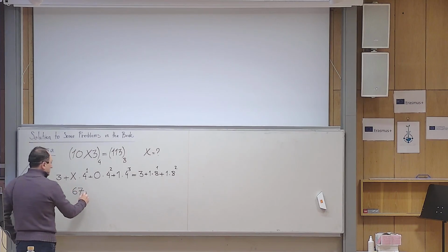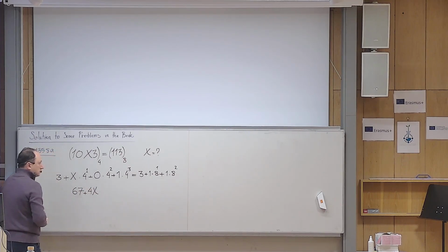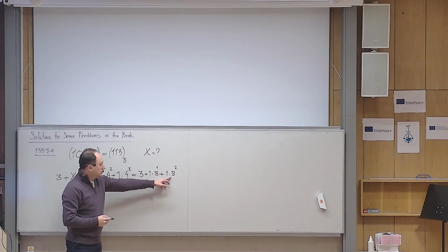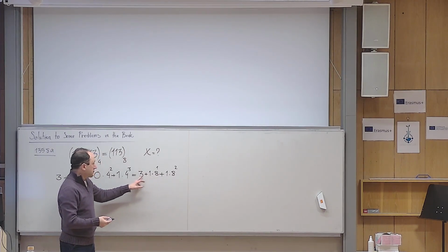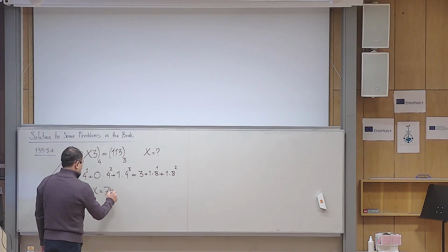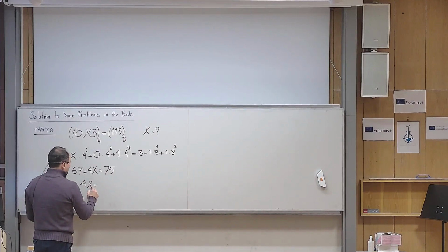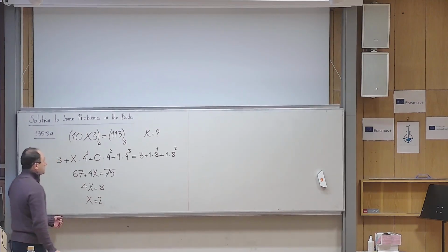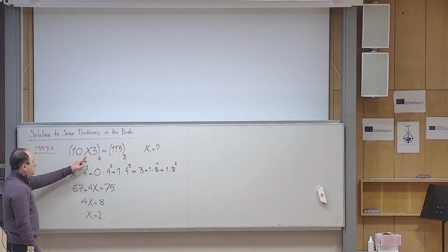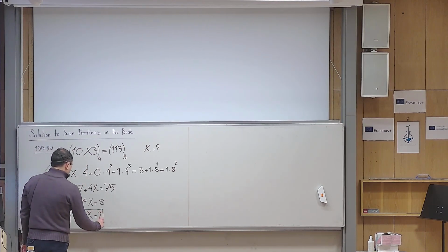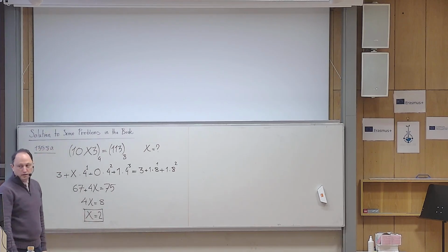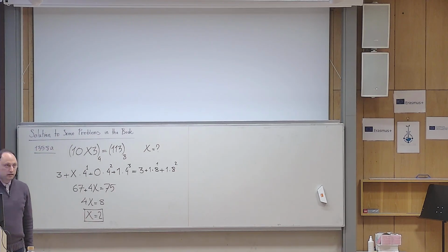Plus 4 times x. On the right-hand side, this is 64, this is 8, which is 72, 75. Then I move this to the other side, which is 8, and of course x is 2. Is 2 acceptable? Yes, because it appears in base 4. What is the maximum limit for x? 3. So that is in the safe zone. It's very simple. Is that clear?